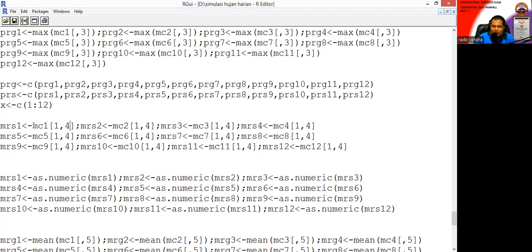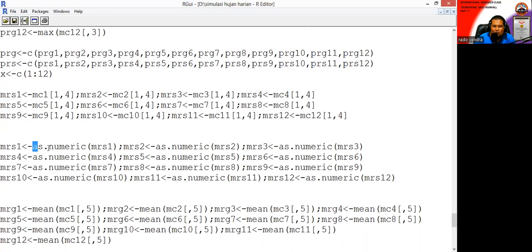So we cannot use this programming directly. We must give the name as numeric, because if we only use MR1, there is the name of the variable here. So we must cancel the name of the variable by using as numeric.